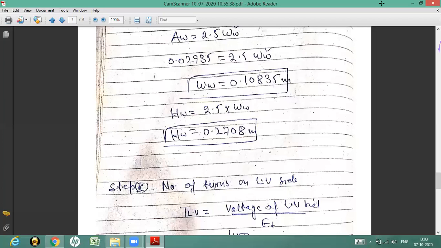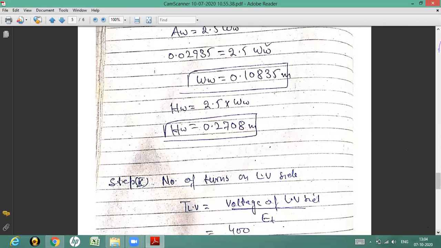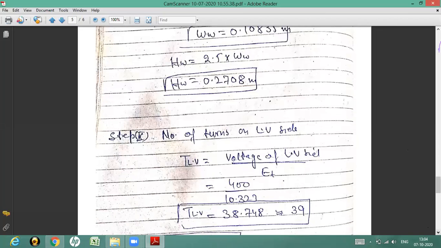38.74. How much is the value of TLV? Turns on the low voltage side? 39. Exactly. 38.74. I will tell you कि कभी भी turns को fraction में नहीं लेना, it will be taken on the higher side. So 38.74, I can take this as 39. Clear?